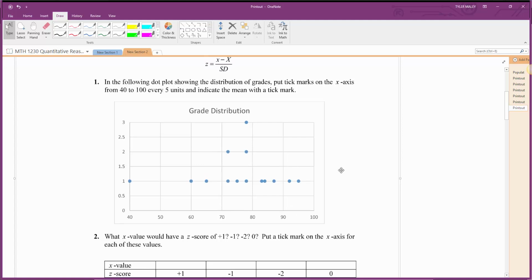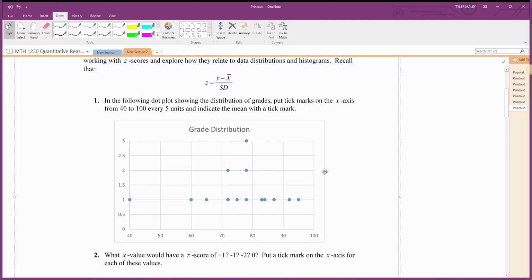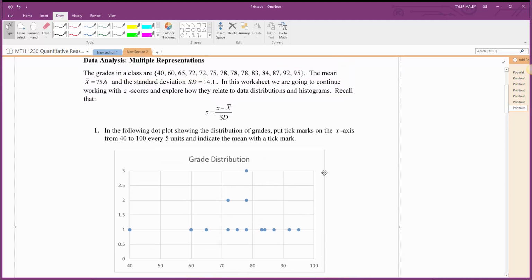So in number 1, it says in the following dot plot showing the distribution of grades, put tick marks on the x-axis from 40 to 100 every 5 units, and indicate the mean with a tick mark, right? So I just want to take a minute to explore what this dot plot represents, right?